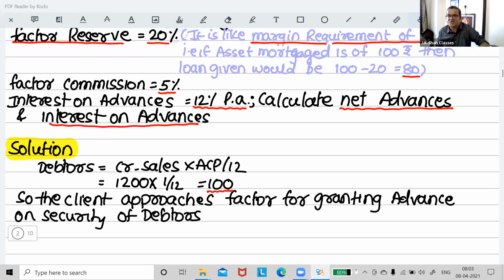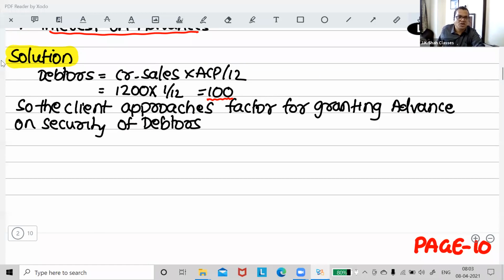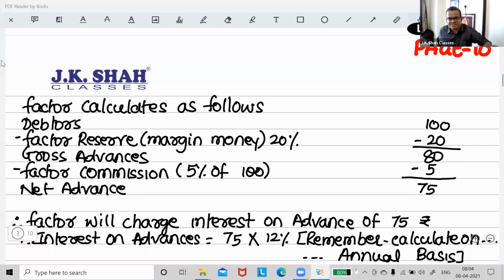Please listen to this story carefully. You take the role of a client who has sold the goods, and I take the role of a factor. Now see how the dialogue between you and me will happen. You're coming to me with your debtors of 100 rupees and asking for advance. So the following calculation will happen. You approach me: sir, please give us advance on this 100 rupees. We want the money on an immediate basis. I will calculate this as follows.